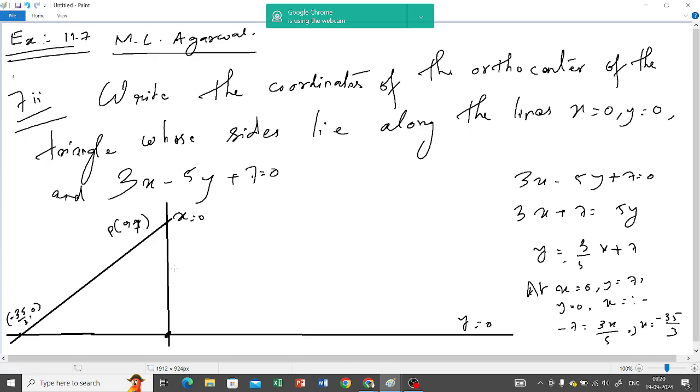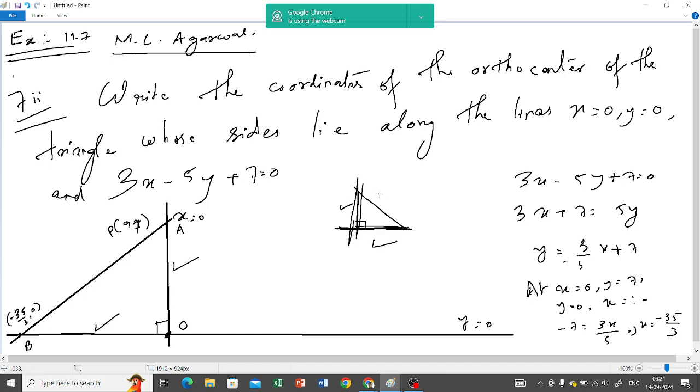You see, this is a right angle triangle, yes or no? Now for a right angle triangle, this is an altitude and this is an altitude, yes or no? If I draw a right angle triangle, this can be considered as an altitude on this side and this can be considered as an altitude on this side, yes or no?